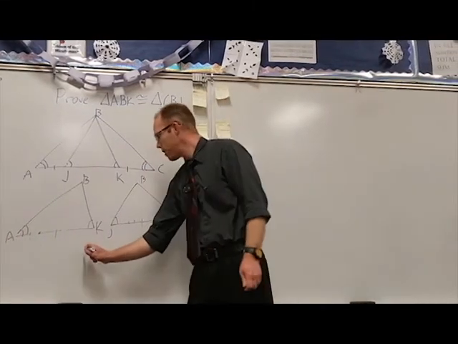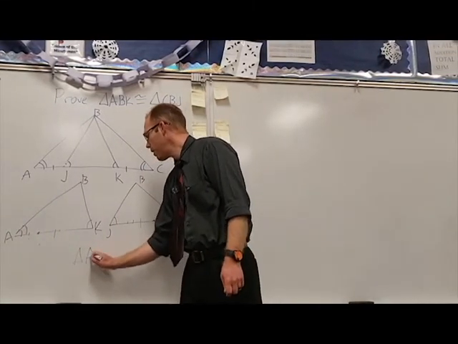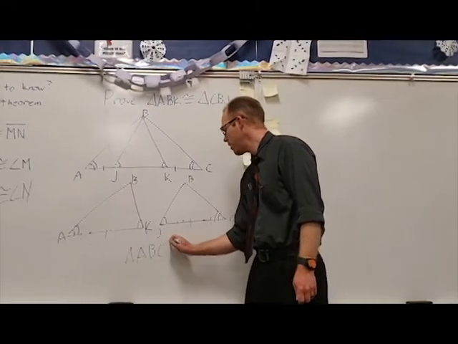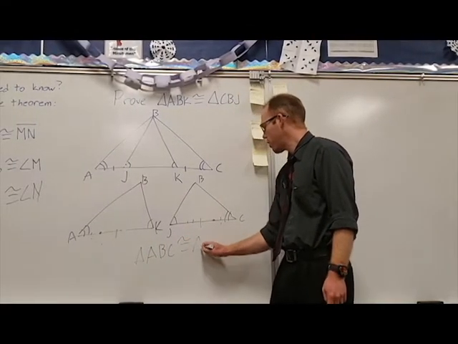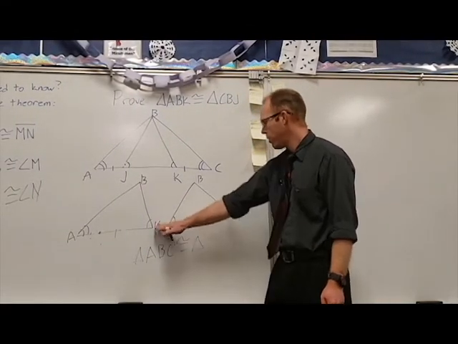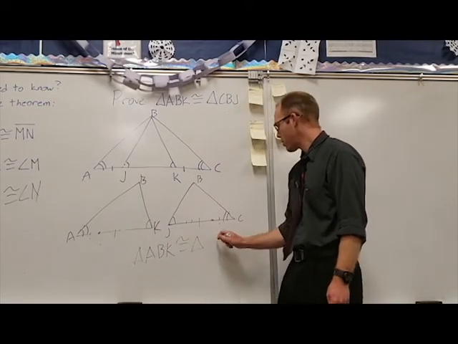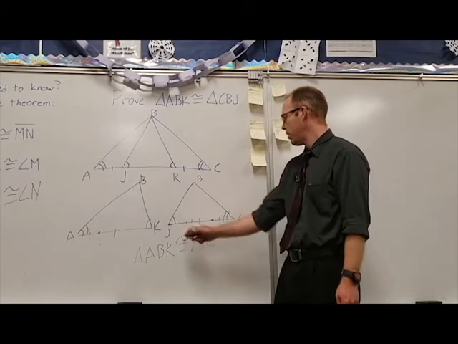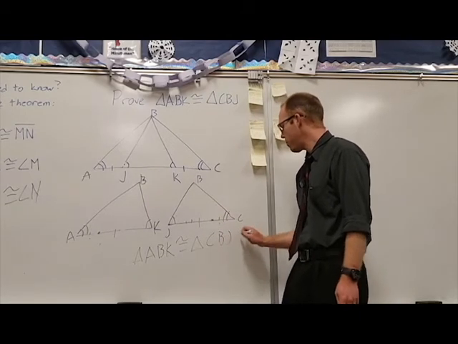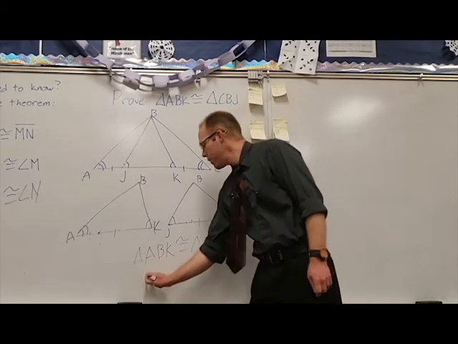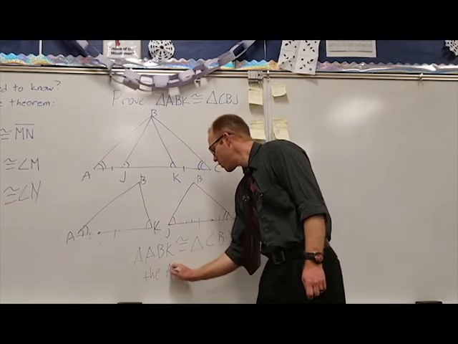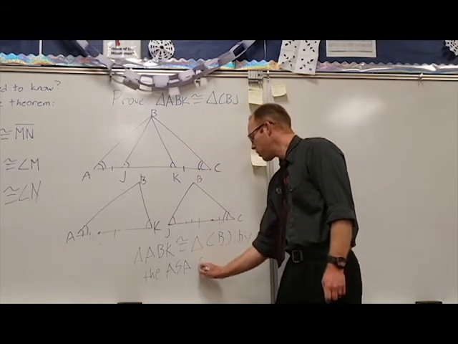So now we can state that triangle ABC is congruent to triangle, or sorry, not ABC, that's ABK, is congruent to triangle CBJ by the angle-side-angle congruence theorem.